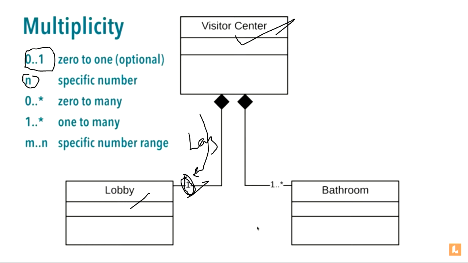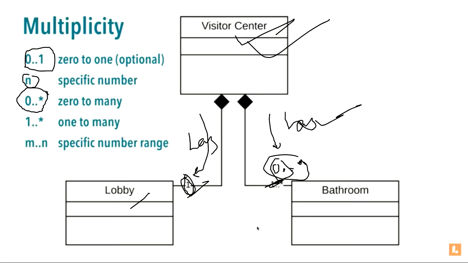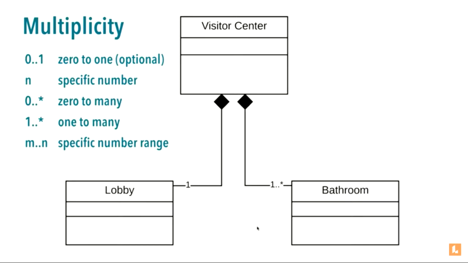Then 0 to many. Suppose I write here 0 dot dot star. So this means 0 to many. Star means many. Now how will you read it? You have to read this, so you will reach till here with a has. Visitor center has either 0 bathrooms or more than 0 bathrooms. It means it is possible that there is no bathroom also.